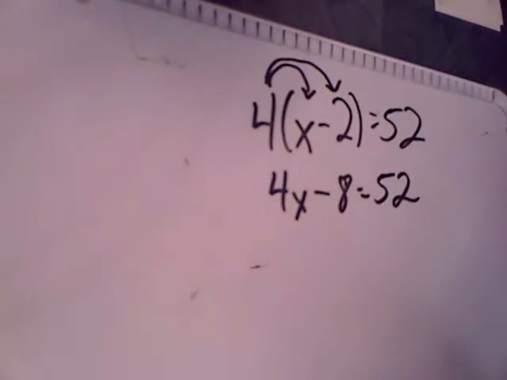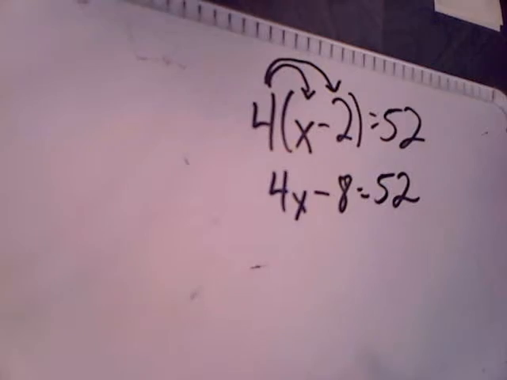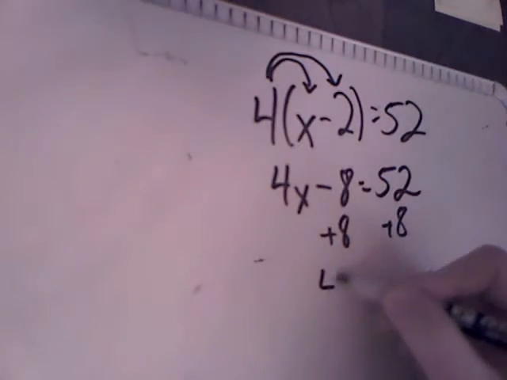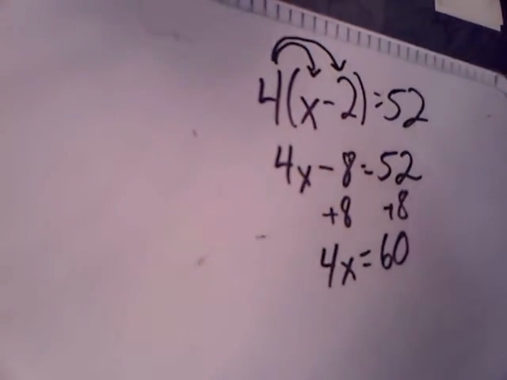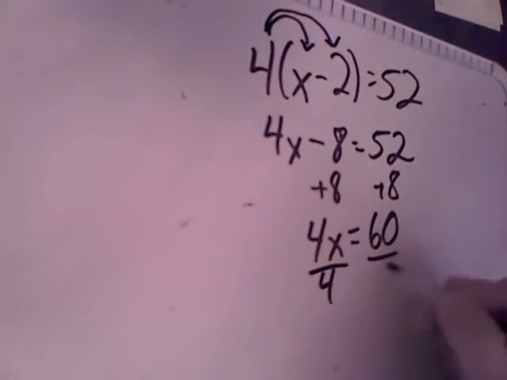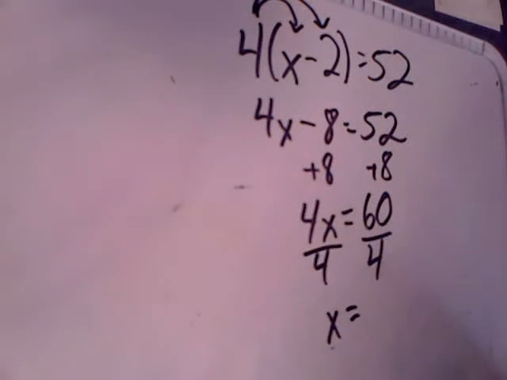Now what we have to do is we have to get rid of the 8. Again, we're going to work away from the variable and then work closer to it. So to get rid of that 8, we're going to add 8 to both sides, and we have 4x equals 52 plus 8 is 60. Now I can get rid of the 4, and now I can divide by 4 on both sides. X equals 60 divided by 4 is 15.